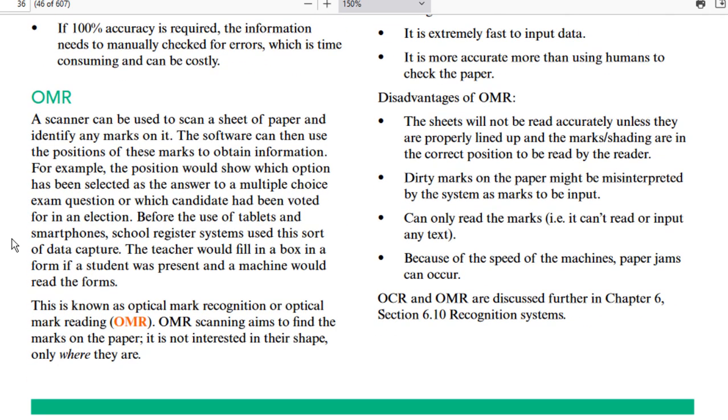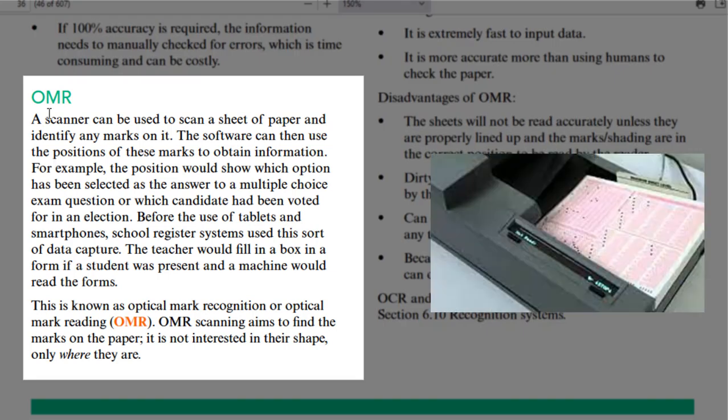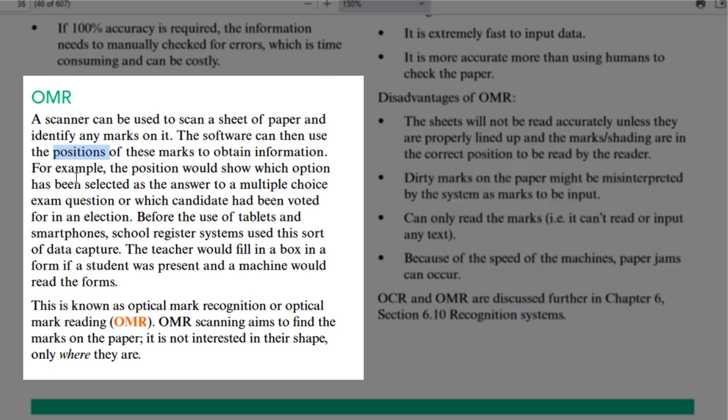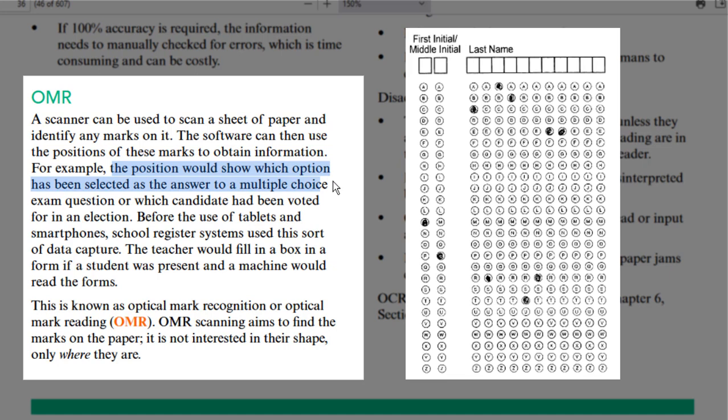The next one is OMR. This one is less fancy than the previous one because it doesn't recognize all of the characters. Let's read about it. A scanner can be used to scan a sheet of paper and identify any marks, okay, not characters, any marks on it. The software can then use the positions of these marks to obtain information. For example, a position would show which option has been selected as the answer to a multiple choice exam question.